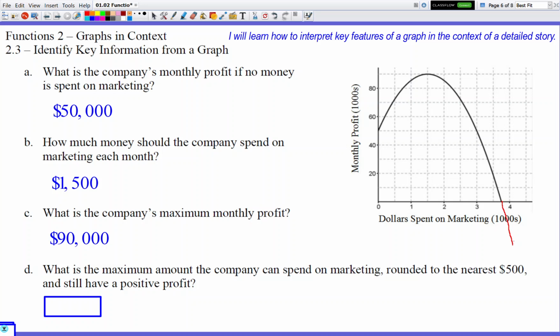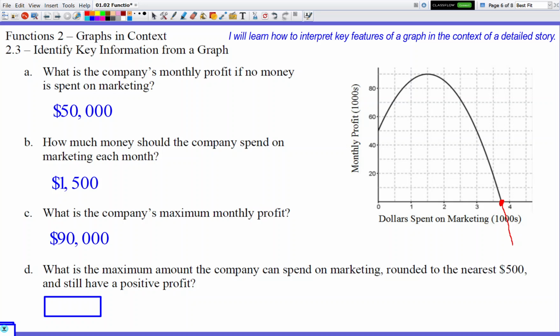So it says, what is the maximum amount of money the company can spend on marketing, run it through nearest 500, and still have a positive profit? So meaning that we stay above or right on the x-axis. So basically we want to know what is the dollar amount right there at that dot. Okay, so it's not exactly in the middle of 3 and 4. It's almost in the middle of 3.5 and 4. So round it to the nearest 500. Let's see. Is it closer to 3.5 or is it closer to 4? So 3,500 or 4,000.